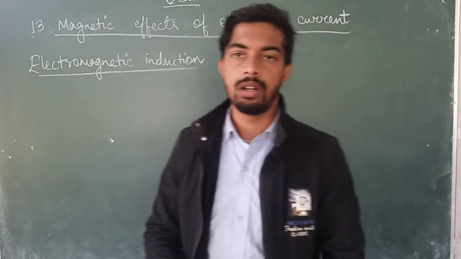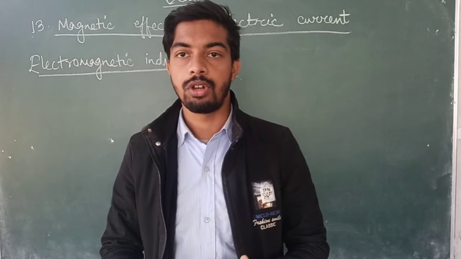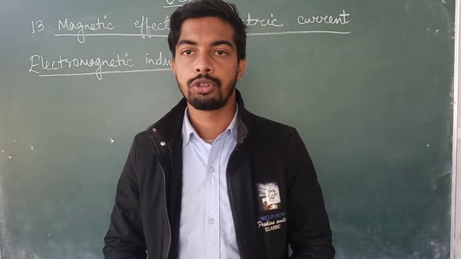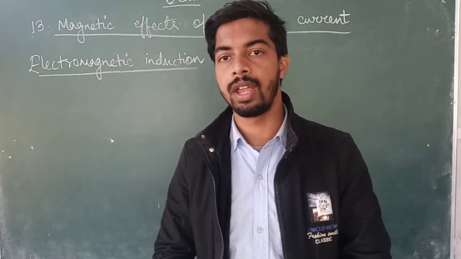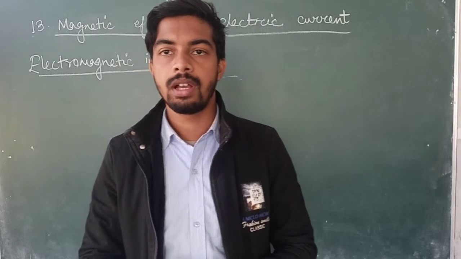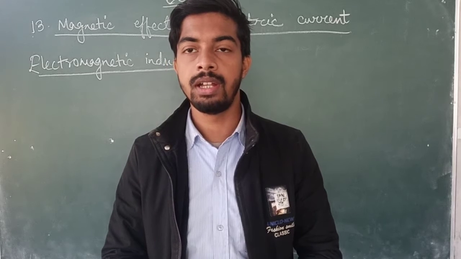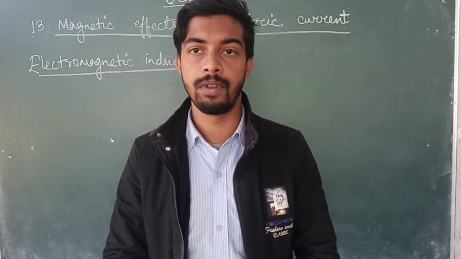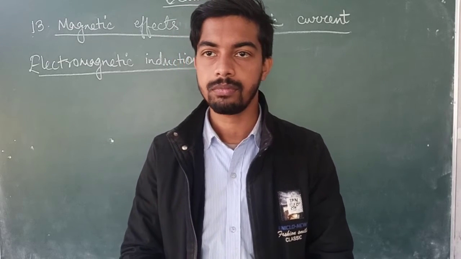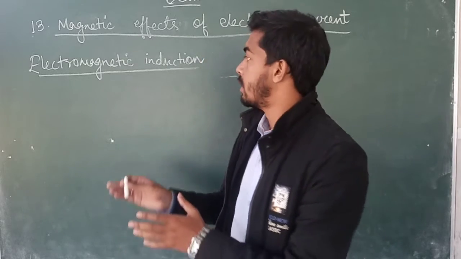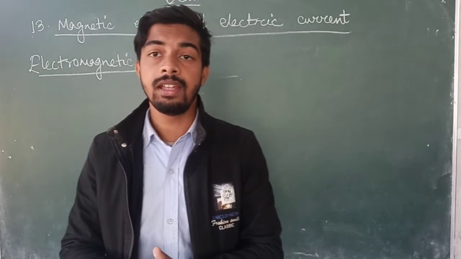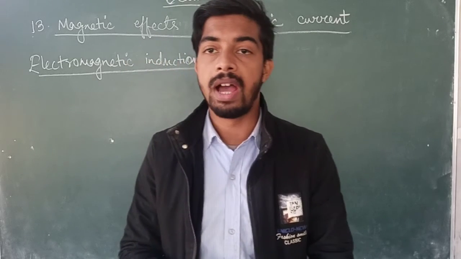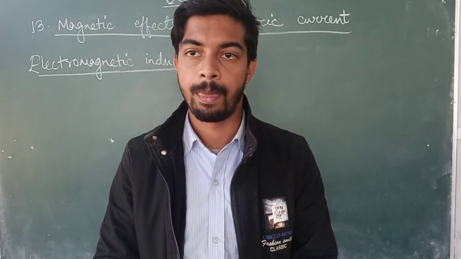Till now we have learned the process of generating a magnetic field through a coil, or through current moving through any conductor. When current moves through any conductor, it generates some magnetic field. Today we will see the reverse process of this, that means generating electric field by using a magnet.